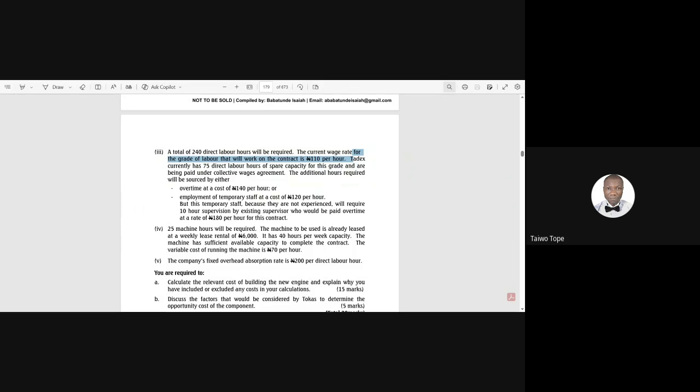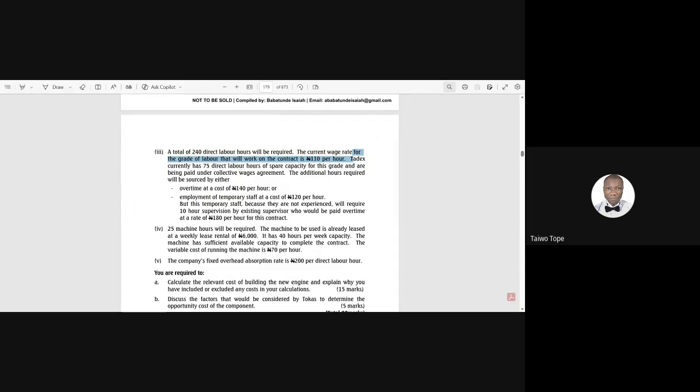110 naira per hour. FedEx currently has 75 direct labor hours of spare capacity. It means we have 75 hours that are free. We are not paying for these free hours. These free hours are there, so their relevant cost is zero.